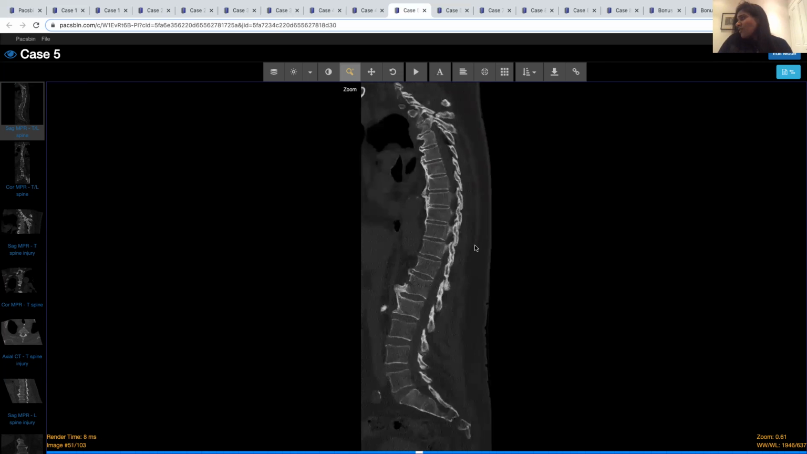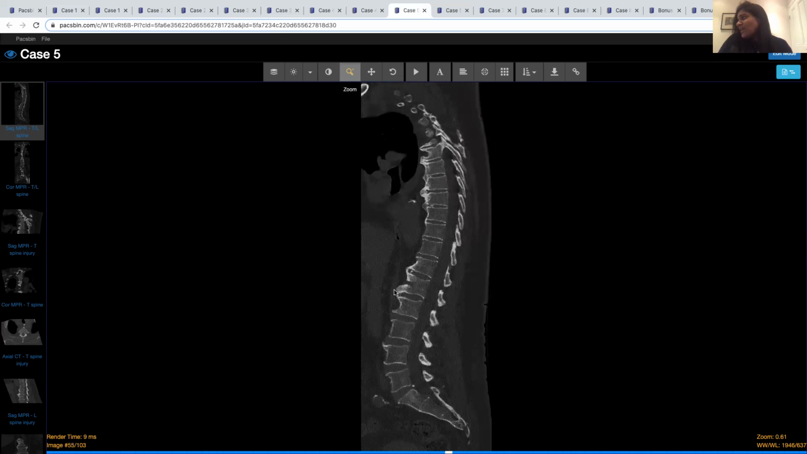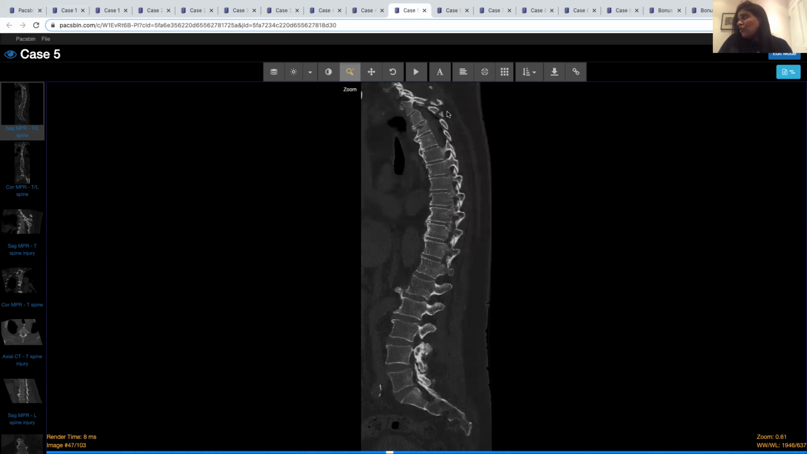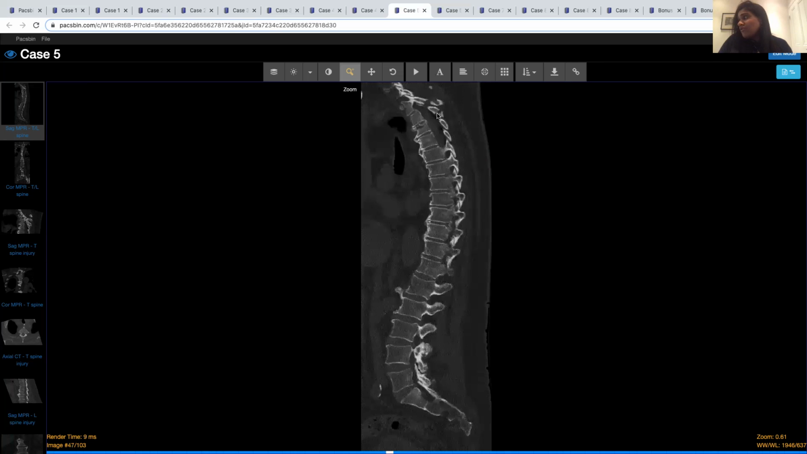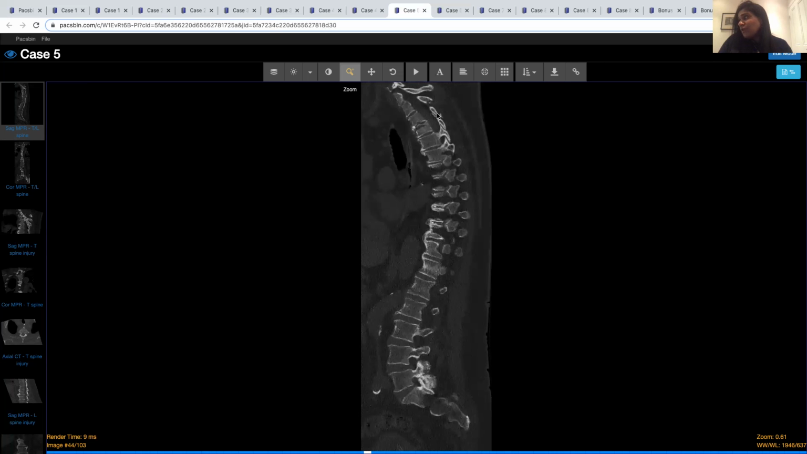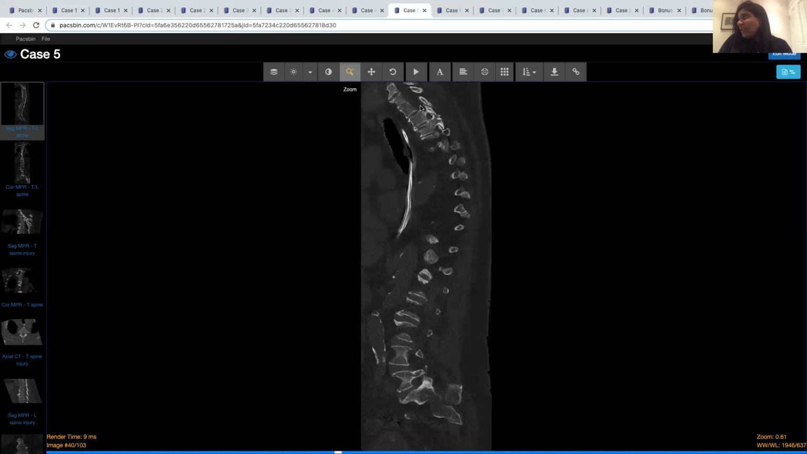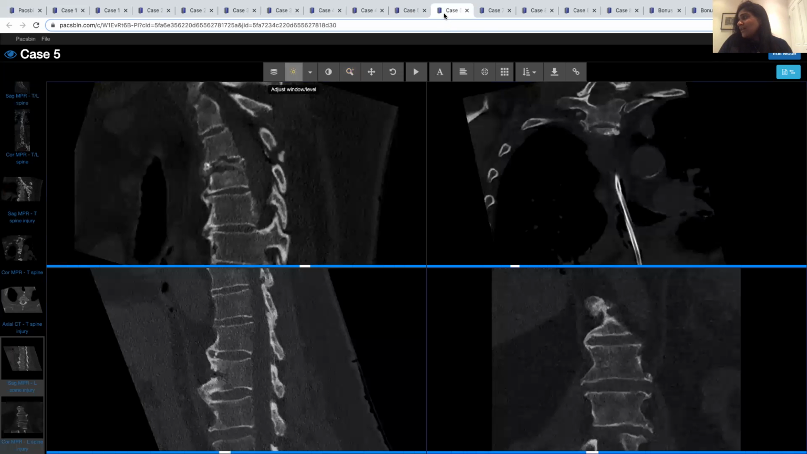But here, there are a couple of levels of injuries. So here we have a fracture that's running horizontally through the mid aspect of this vertebral body. And then when we look at the upper thoracic spine, we see that there are several horizontally orientated fractures through a number of levels. So T1, T2, and T3. So let's look at those in a bit more detail.